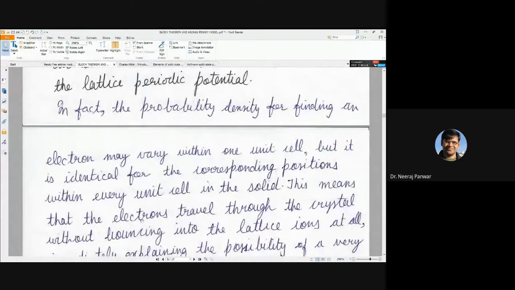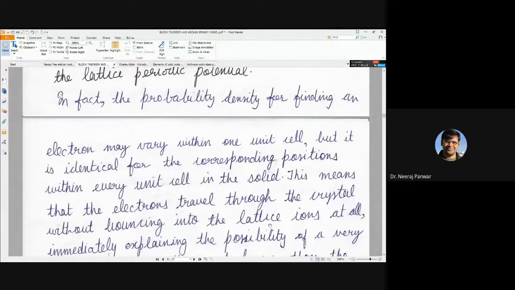So this means that the electrons travel through the crystal without bouncing into the lattice ions at all. If you recall, in the Drude theory, when we calculated the mean free path, the distance traveled by the electron in between two successive collisions, it came out to be 1 to 10 angstrom, which was roughly the lattice constant for any metal. And it was concluded at that time that the electrons bounce from the positive ion cores.